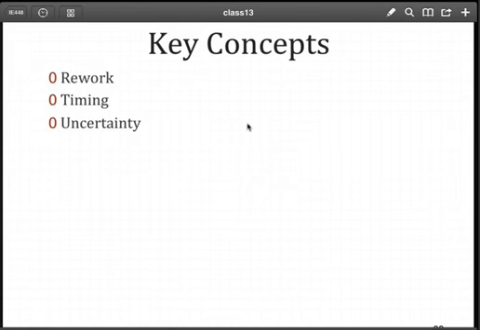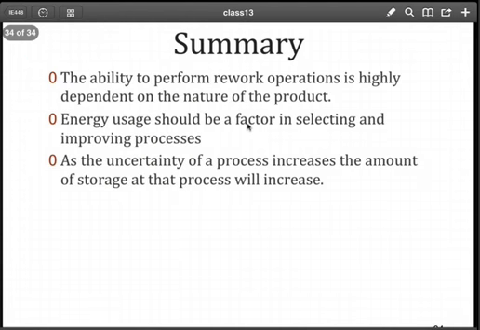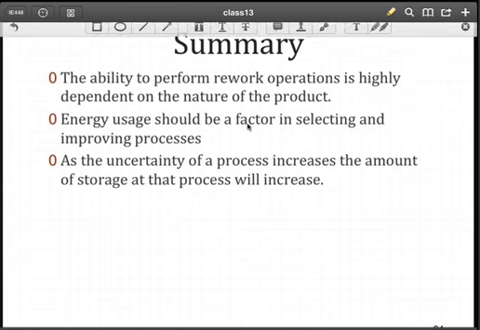Again, the key concepts that we've covered here are rework. When can you do rework? The timing involved in terms of a part arriving, when it leaves, and what happens in between. Uncertainty due to when parts and material arrive at a process and when they can leave a process. So in summary, the ability to perform rework, as we've seen, is highly dependent on the nature of the product, both in terms of how it was processed and in terms of its geometry.